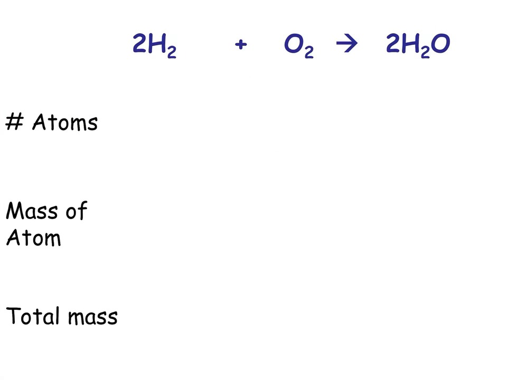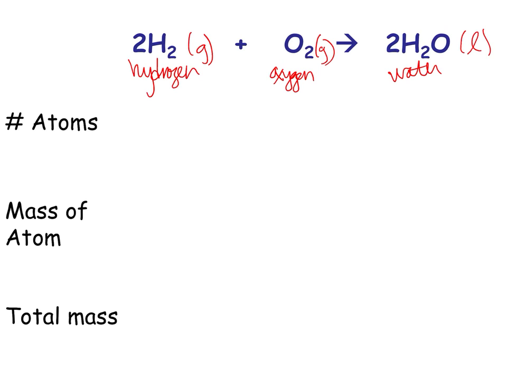So here's a chemical reaction. Notice we have hydrogen. And for practice, we should put in G for gas. And this is oxygen, and this is G for gas. And this is water, which would be a liquid. Now, don't worry if you don't know how I determined the phases of matter yet. We'll figure that out later.